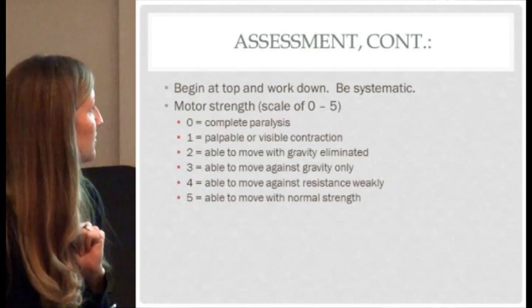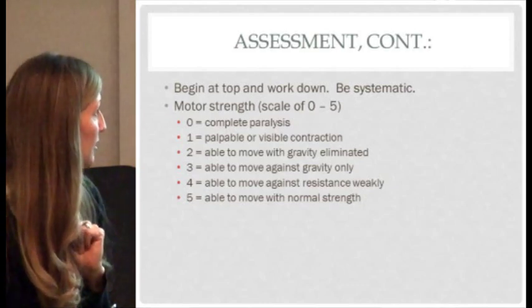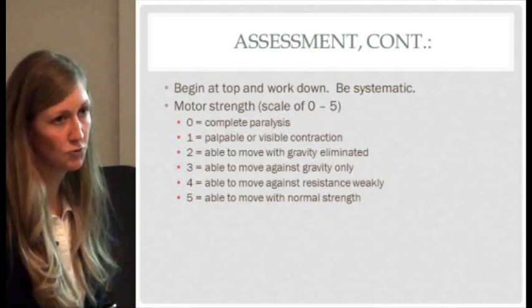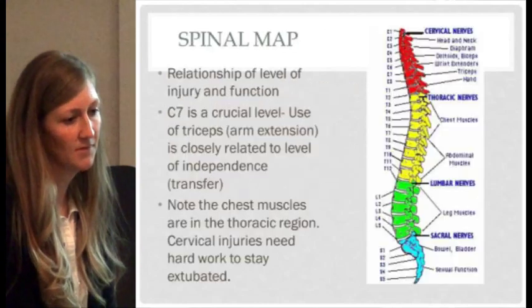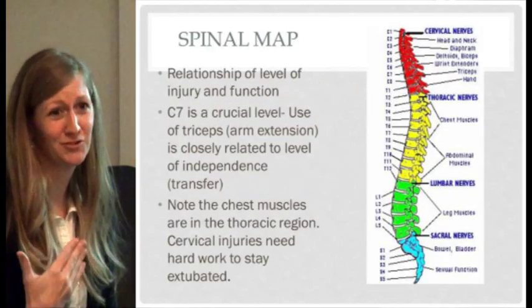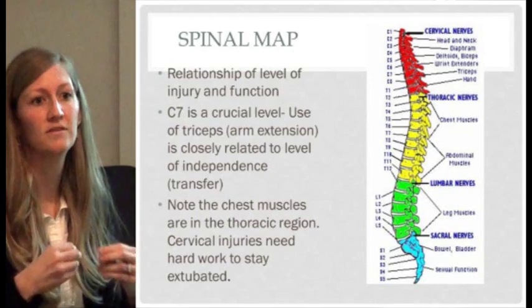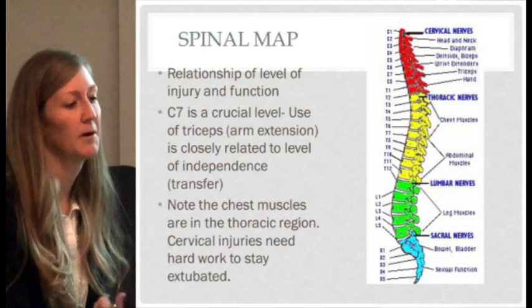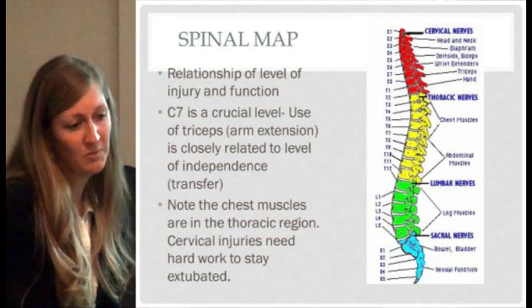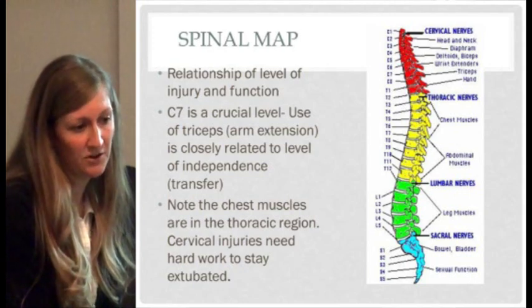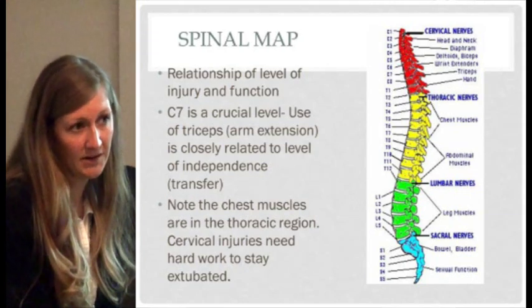And then this just kind of gives you the list of the scale. 0 is complete paralysis and 5 is normal strength. And these will all be listed on Epic. So as you're going through and filling it out, you can say, oh, this is what it looked like, and give it a number. And this is the spinal map, so it gives you an indication what nerves are controlled in what area.